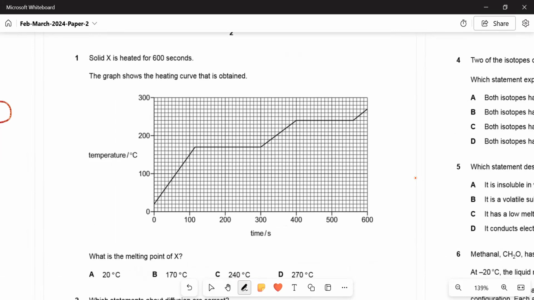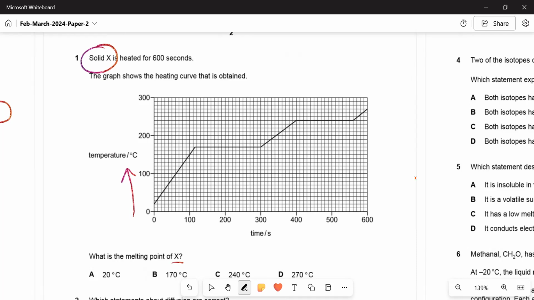Let's see. Solid X is heated for 600 seconds. The graph shows the heating curve that is obtained. So as you can see, this is the heating curve. The temperature is going upwards. The curve is also going upwards. So it means it's a heating curve and we have a solid X which is being heated. What is the melting point of X?